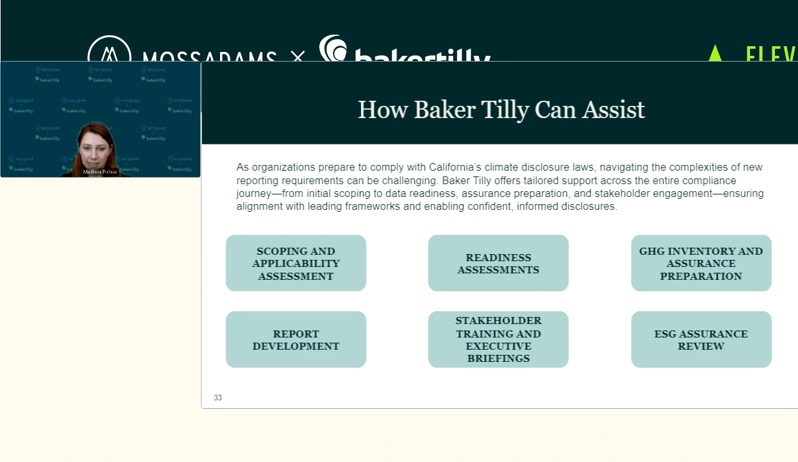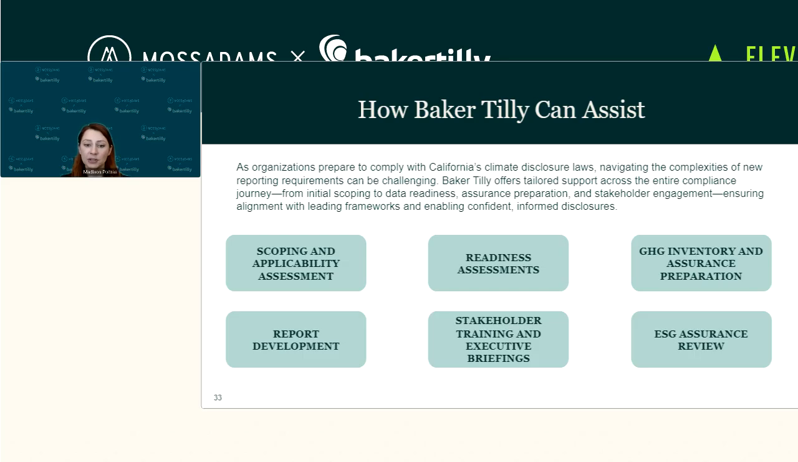Let's say you've never calculated your greenhouse gas emissions, we can support you there. But let's say you have calculated it, but you're a little nervous about limited assurance in 2026. So this readiness assessment is essentially a gap analysis where we can look over recommendations, identify gaps, recalculate some of those calculations and strengthen your overall carbon footprint so you feel really confident going into that 2026 assurance requirement.